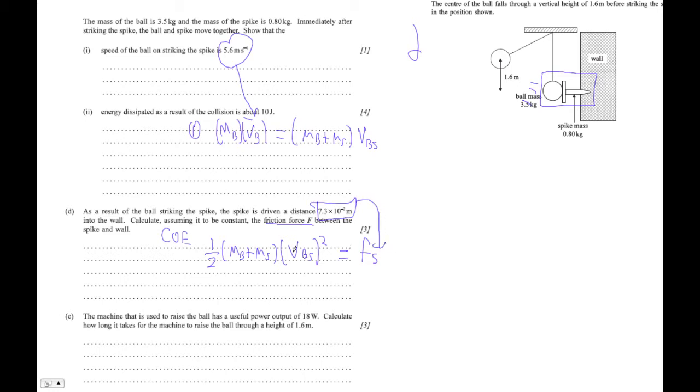Okay. So now you've got this. Mass of the ball is 3.5. The spike is 0.8, right? Okay. The v_bs, baby. That's what you gotta solve, right? Get that and then set that up.